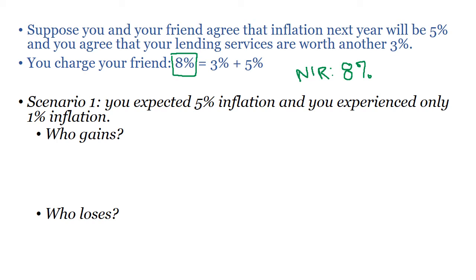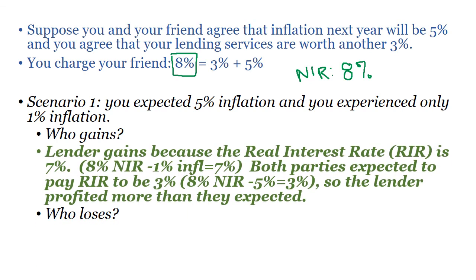Now, we don't actually know how much inflation will really happen, but we put that in and we hope that inflation is less than 8%. Otherwise, you're not going to profit at all. So let's see what happens. In scenario 1, you expected 5% inflation and you experienced only 1% inflation. So who is better off if inflation is less than you expected? The lender benefits. The lender gains.